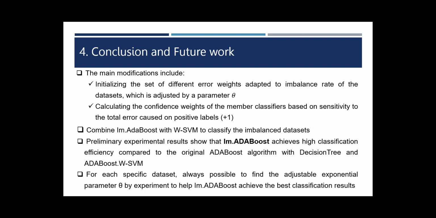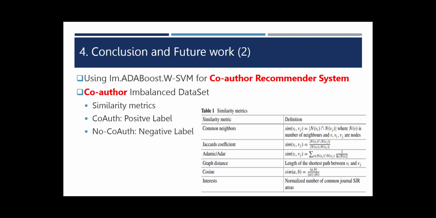In addition, we have combined AdaBoost with WSVM to make a new algorithm, called AdaBoost WSVM, in order to classify imbalanced datasets. The experimental results show the usefulness of the proposed methods. In future work, we will improve the performance of the proposed algorithm and apply it to large imbalanced datasets, especially for the co-author recommender system, with the dataset as shown on the screen. Yes, in this dataset, co-author can be seen as a positive label, and non-co-author can be seen as a negative label. Also, this dataset is imbalanced.